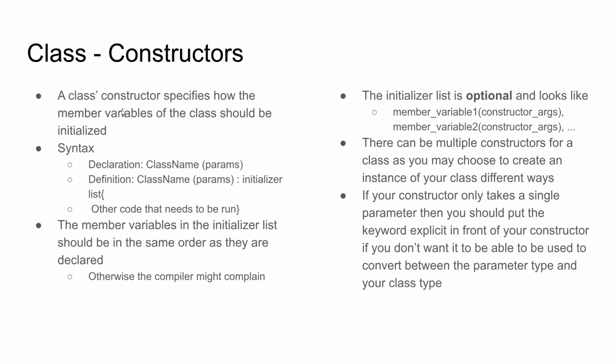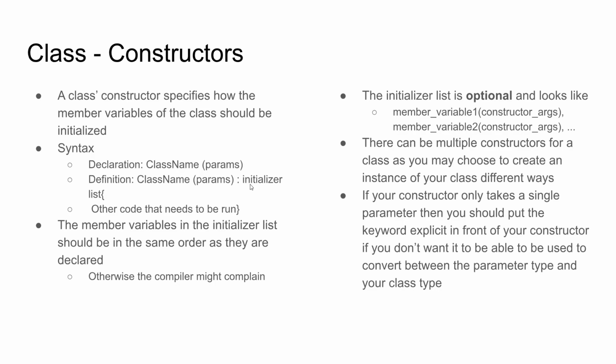So the syntax for declaring a constructor is the name of the class. It's going to go inside the class itself, followed by whatever parameters you need to build yourself up. So this is the declaration. The definition is the class name, then the class name again with the parameters, matching the declaration.